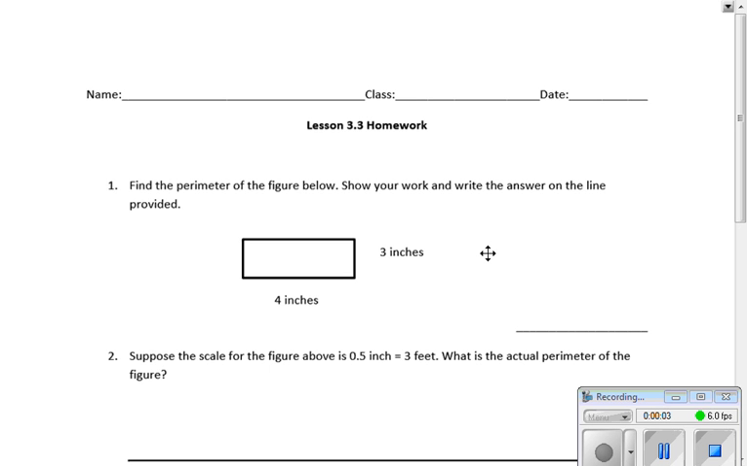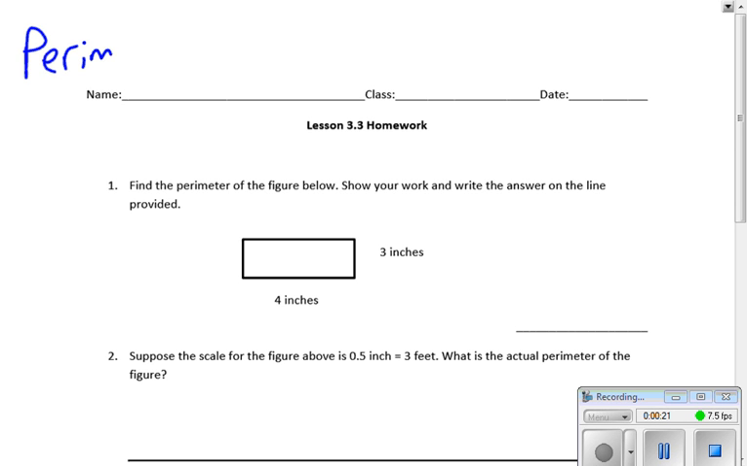Okay, so this is the worksheet that we gave out in class today. We didn't really finish going over it, so I wanted to make a quick video to talk about it and how to use scales in general. There's a few things going on here that you need to know before we start. The first one is the keyword perimeter.